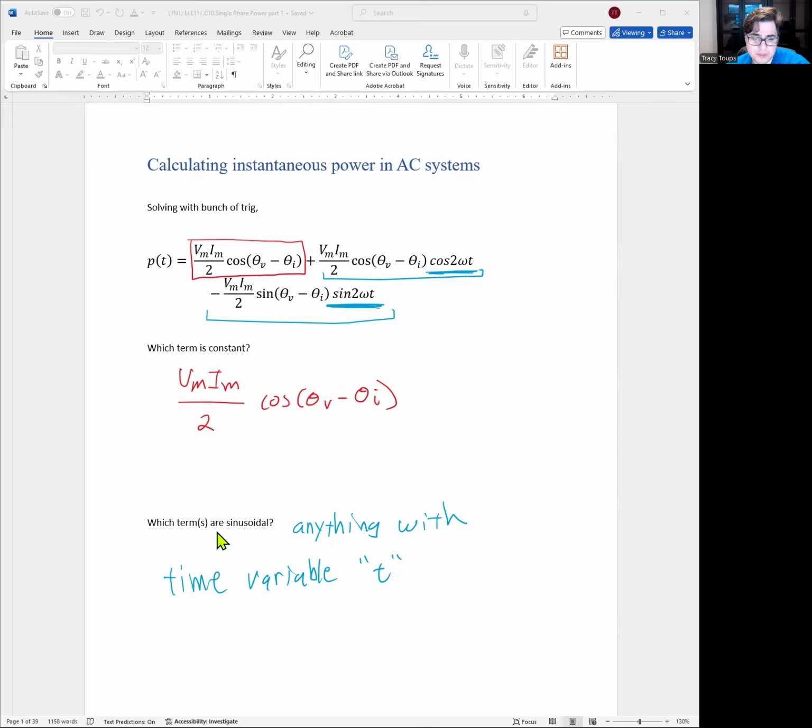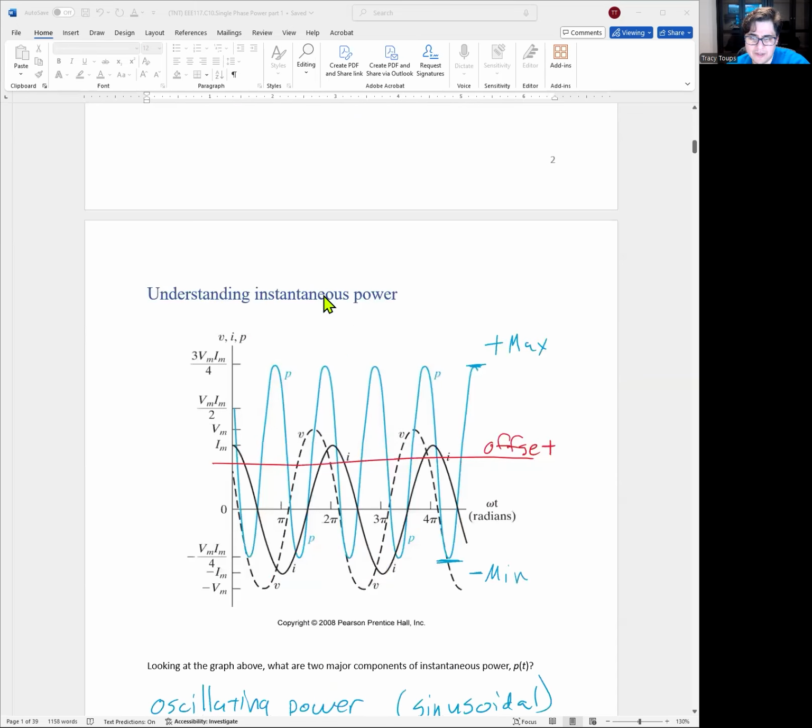Which terms are sinusoidal? Anything with the time variable t, so the second cluster here and this third cluster here. So one constant part, two oscillating parts. How does this help us? I mean, there's a giant math ball. What does that tell us?